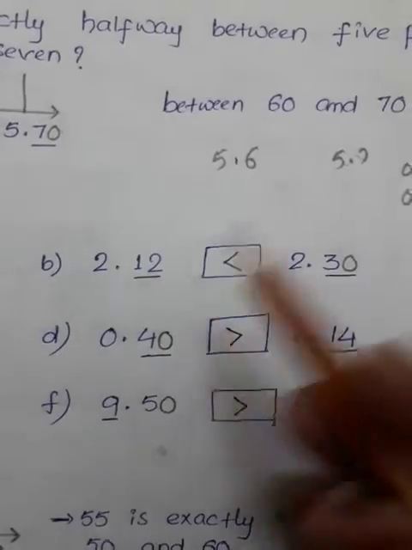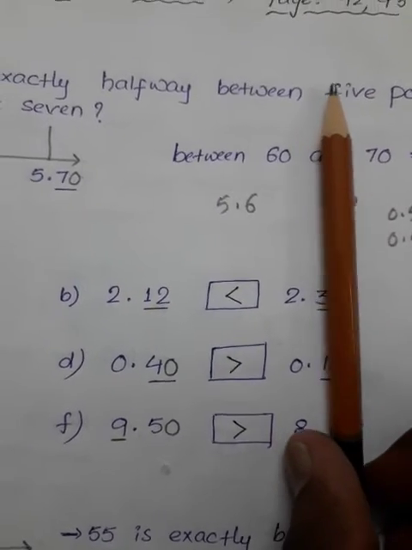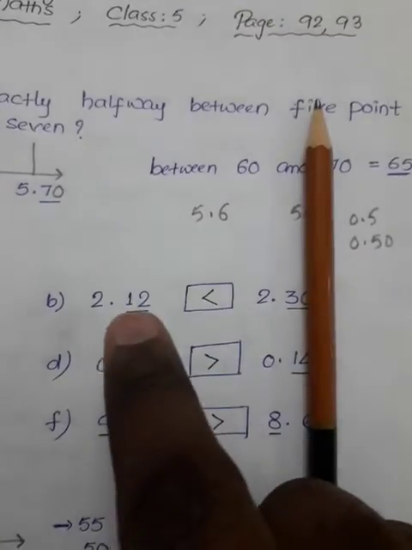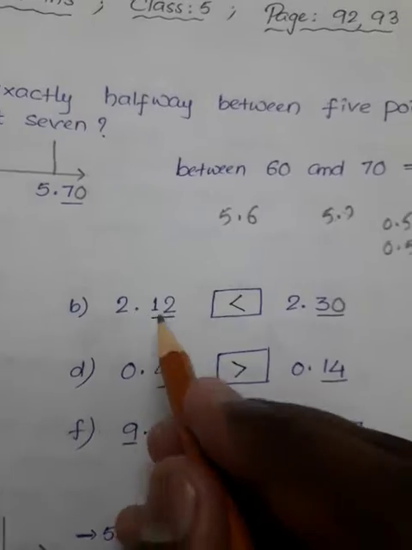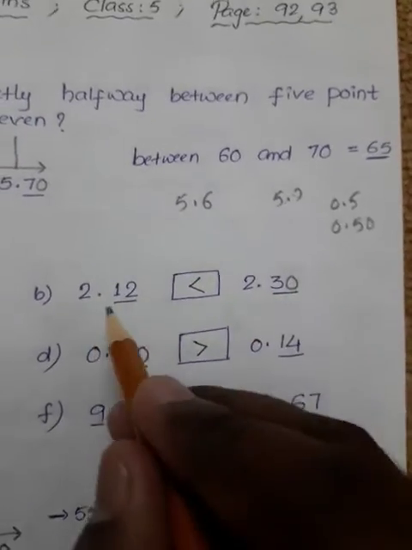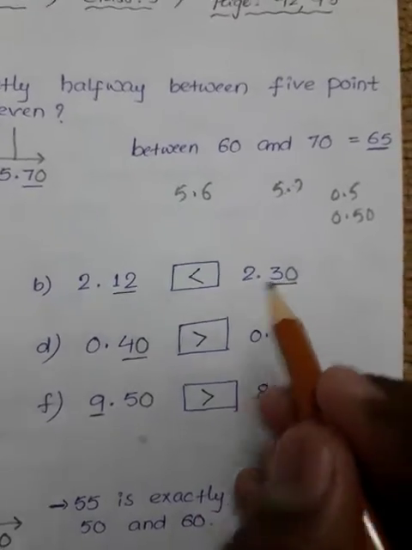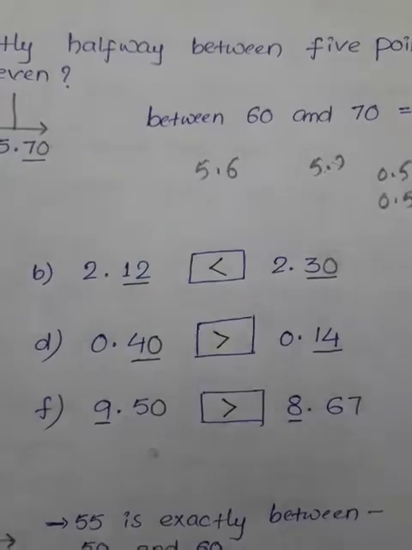Next, 2.12, and here 2.3. If you check it directly, maybe you think that 2.12 is the bigger one, but this is the bigger. Why? Because here after the decimal there are two numbers, and here also by adding 0 you can change it into two numbers. Now after the decimal it is 12 and here is 30, so this is the bigger one. Every time remember, if there are three numbers after the decimal here, change the other also into three numbers.